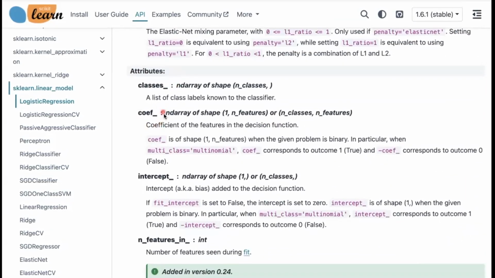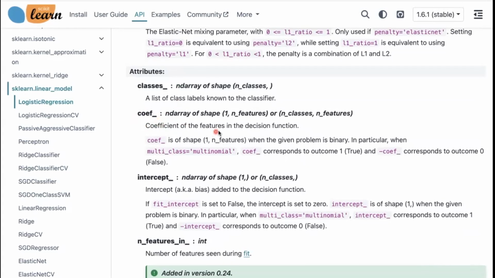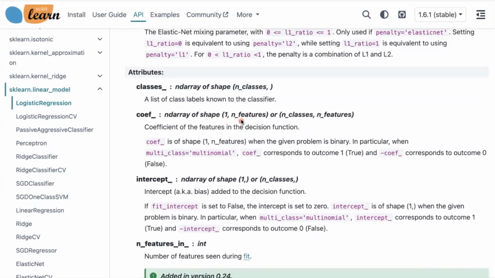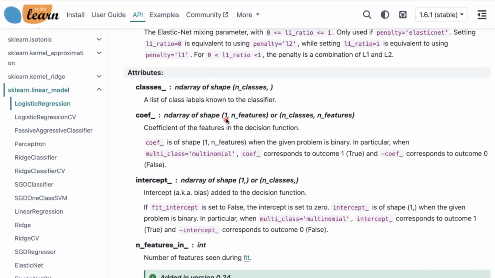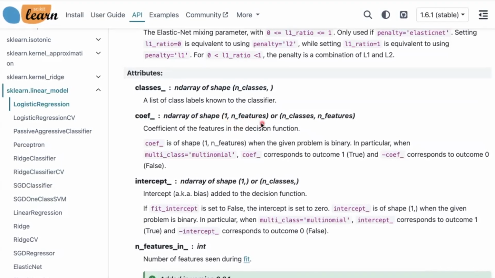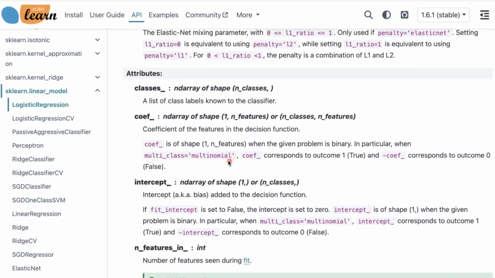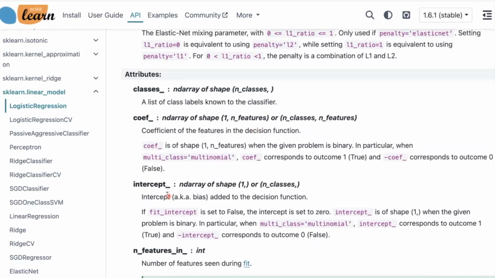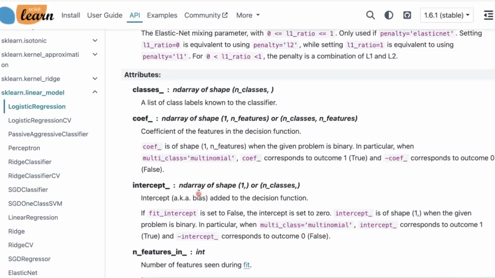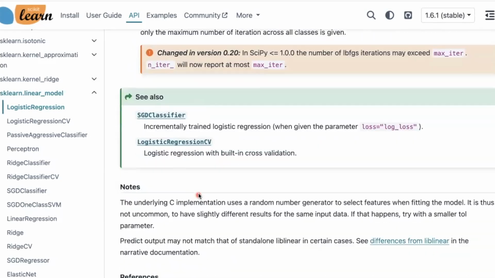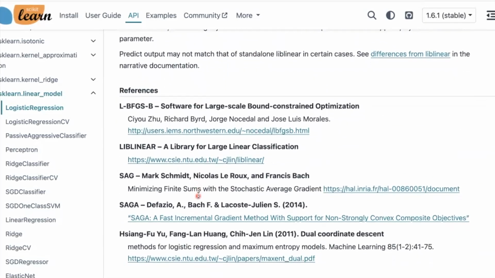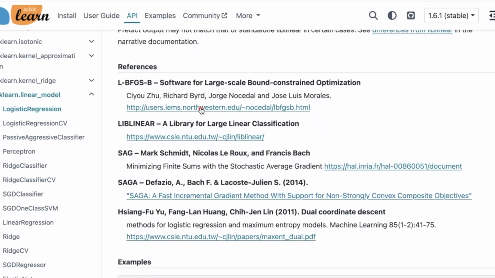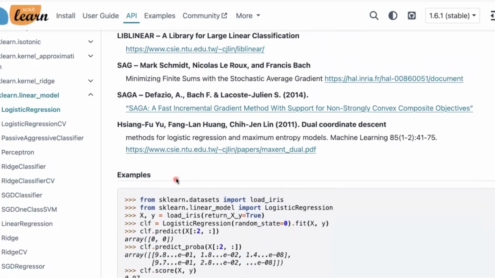For example, if you want to find theta, you can look at the coefficients of the features in your decision function. Obviously, this is an array of size n_features. In the case that we have one feature, this is only one, but if you have a d-dimensional vector, we have a d-dimensional array. We can find the intercept as well. Also you can see more information here about different types of optimization problems that can be used.